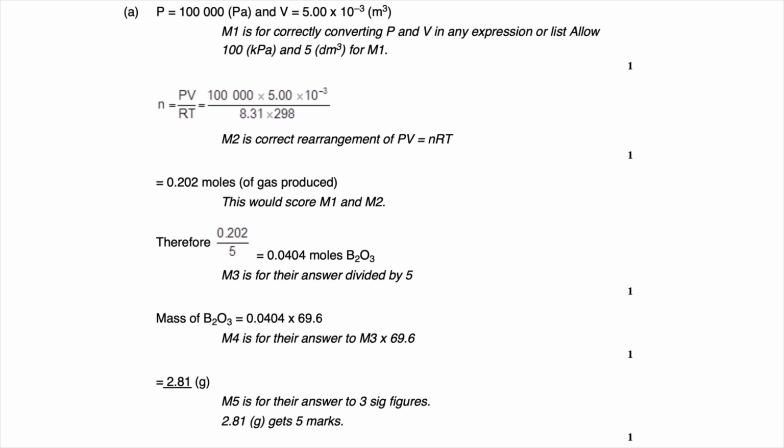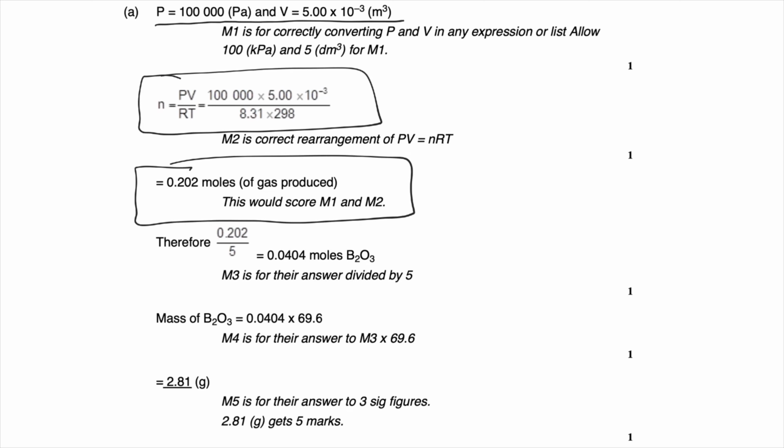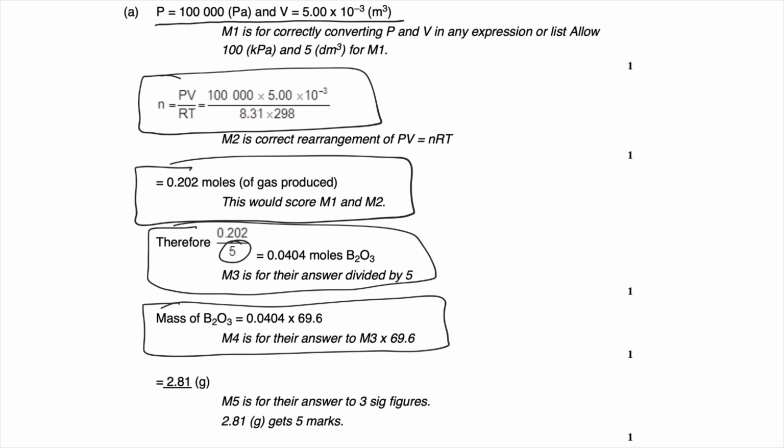Here's the mark scheme. First mark is for converting pressure and volume. Second mark is for rearranging the equation and substituting the values in. Third mark is for calculating the moles of gas produced. The fourth mark is for therefore working out that you divide it by 5. The fifth mark, the fourth mark rather, is for timesing it by the Mr, which is 69.6. And the fifth mark is for 2.81 grams. No other answer will be allowed because it's underlined. So if you make a mistake, if you don't divide by 5, you're going to lose 2 marks, which is pretty standard, okay?